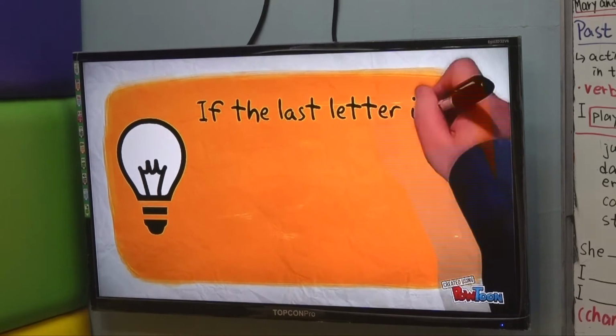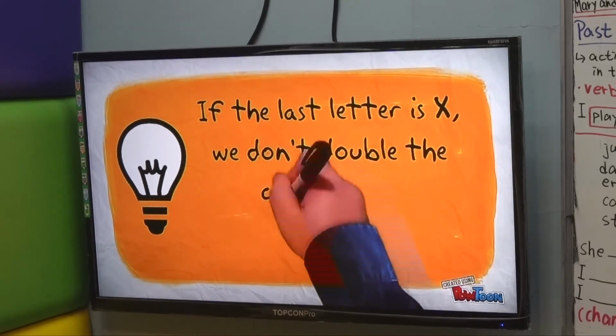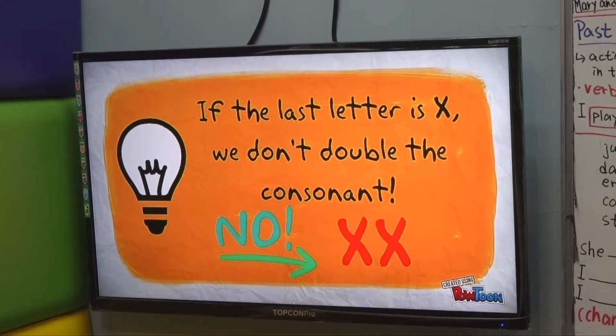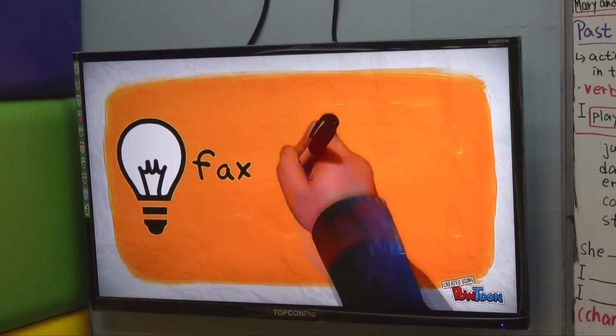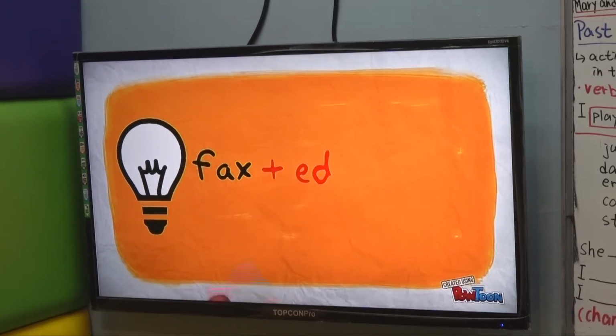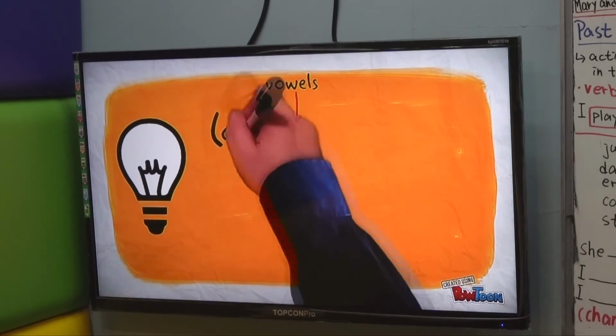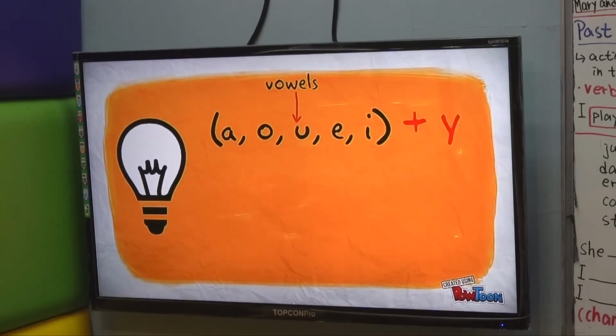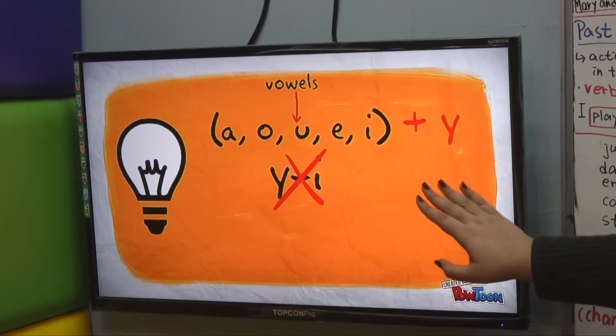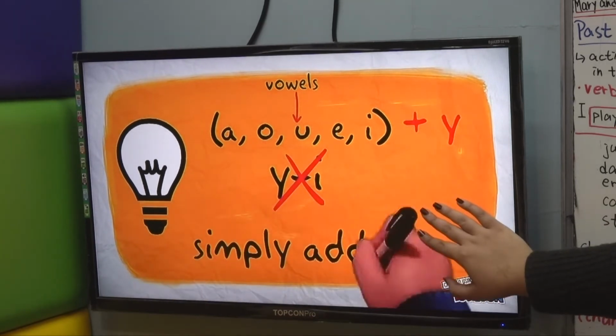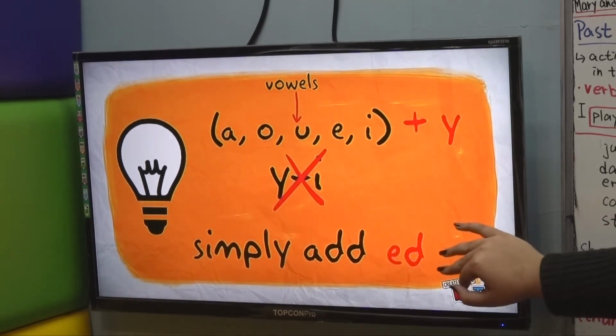If the last letter is X, we don't double the consonant. For example, fax, faxed. When the verb ends in a vowel plus Y, Y does not turn into I. We simply add ed in the end.